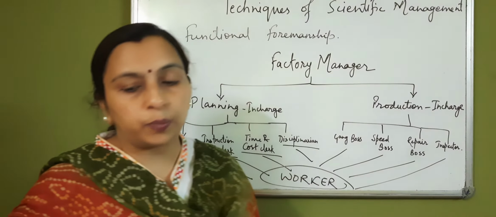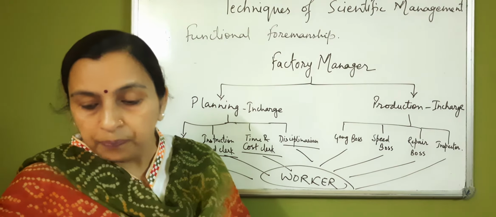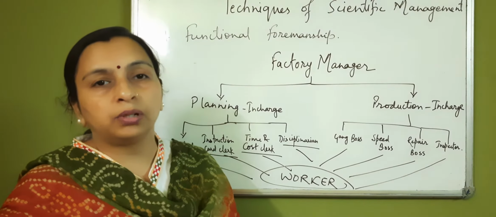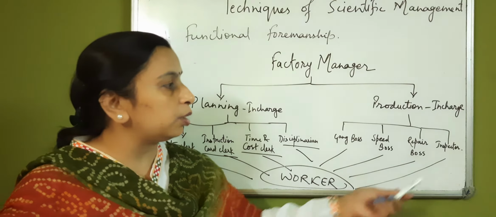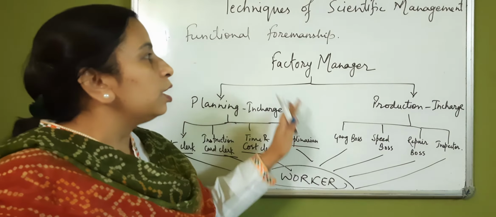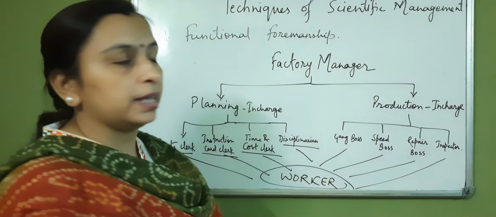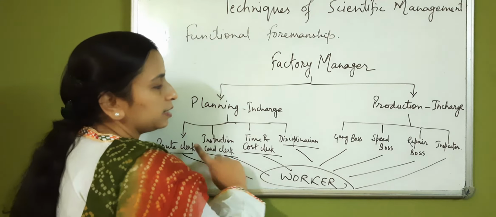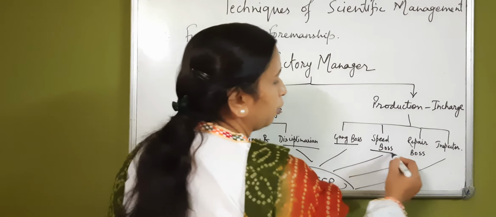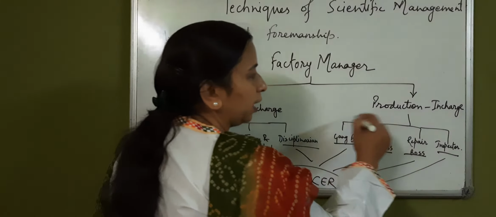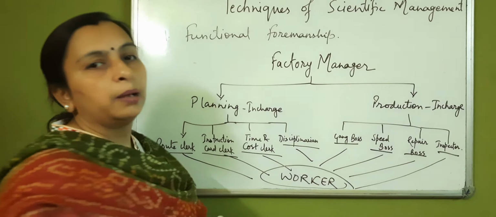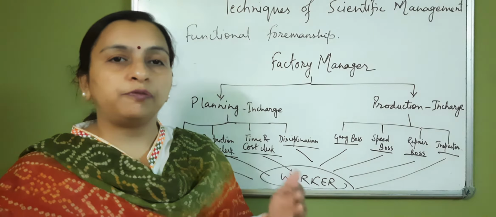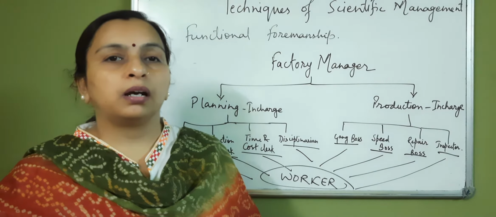And the last one is the inspector. The inspector will check the quality. He is the quality controller. He will check the quality of the work done. So this is what functional foremanship is, where the worker gets instructions from 8 bosses, 4 in the production department and 4 in the planning department. So this is the first technique given by F.W. Taylor.